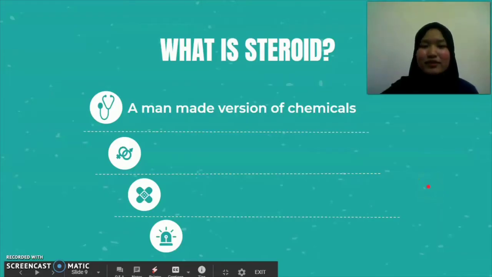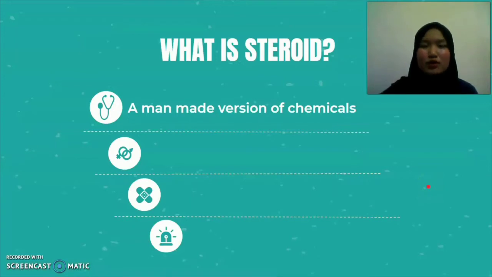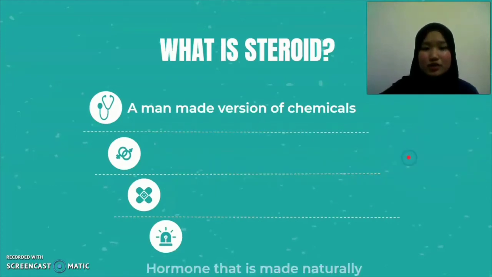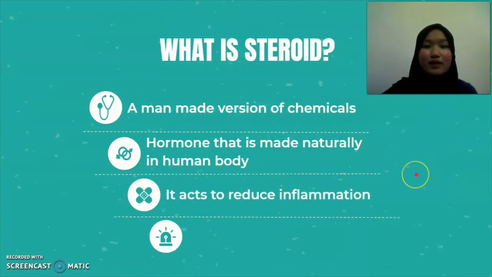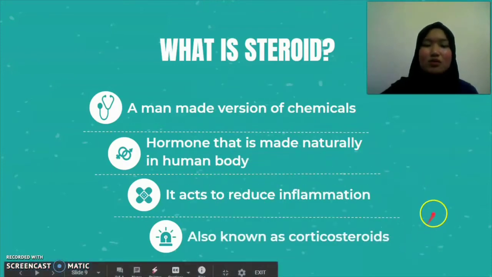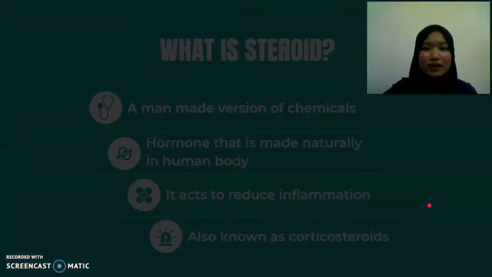Hi, my name is Nur Alfa Shafira binti Muhammad Salto, and I'm going to continue with the presentation about steroids. So firstly, what is a steroid? A steroid is a man-made version of chemicals, and it is a hormone that is made naturally in the human body. It acts to reduce inflammation and other symptoms such as swelling, pain, and stiffness. It is also known as corticosteroids, and it is used to treat many types of arthritis.